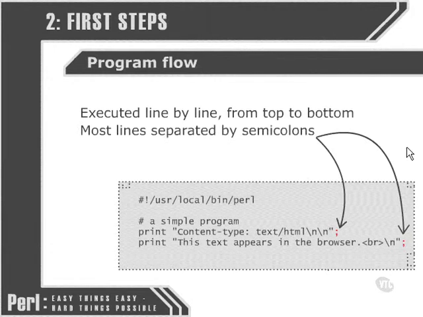Also, the lines of code in the Perl script are delimited by semicolons at the end. So even if a line of code appears to spill onto more than one line, Perl is able to differentiate between each line by looking for the semicolon. So it's very important not to forget the semicolon at the end of each line.